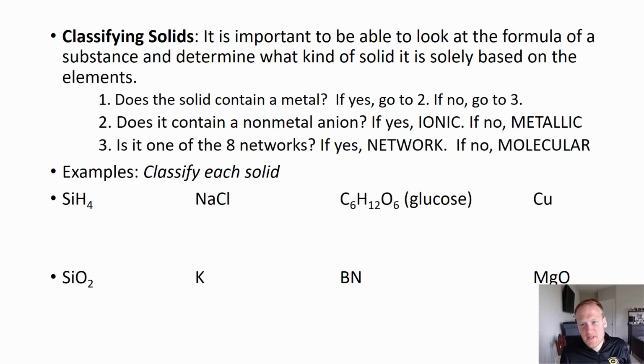All right, so this brings us to the work portion of identifying solids. The way we do this is with a method here. The first question: does your solid contain a metal? If yes, go to 2, and if no, go to 3. It's kind of like a dichotomous key. You can see that 2 and 3 ask other questions, and we only have 4 categories of solids that we could potentially end with. So let's go ahead and start this.